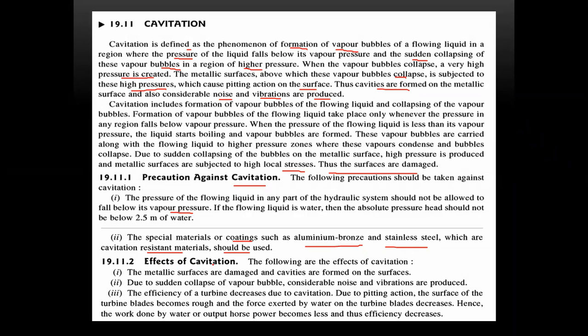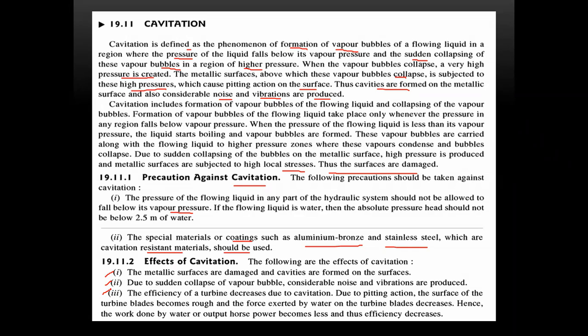Next, what are the main effects of cavitation? The effects of cavitation are: the metallic surfaces are damaged and cavities are formed on the surfaces. Next, due to the sudden collapse of the vapor bubbles, noise and vibrations are produced. Third one, the efficiency of the turbine decreases due to cavitation.